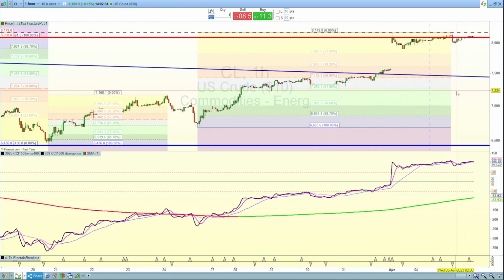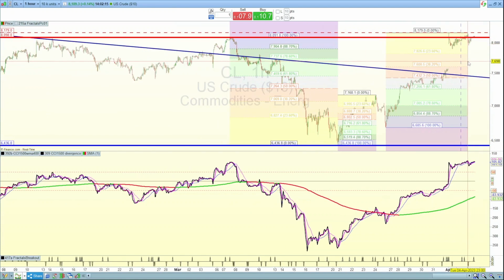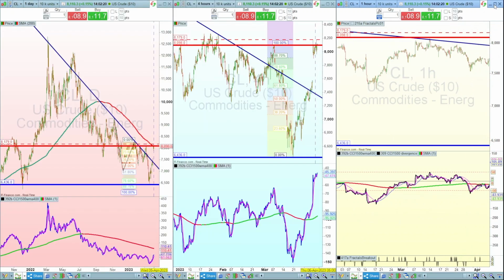So if it breaks below the 61% in this area, that's our key area of support. If it comes down to there, or even any one of these points and bounces, it may be another opportunity to go long, but just be very careful. We're still in a downtrend on the daily.